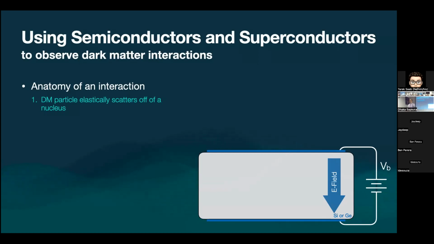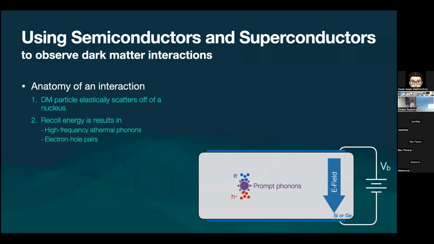This is generic, by the way. It could be any particle. As if you give a silicon nucleus a knock, 10 keV of kinetic energy, what is going to happen? There are a couple of processes that take place. Because this is a semiconductor, you are going to create a population of electrons and holes right away, right?